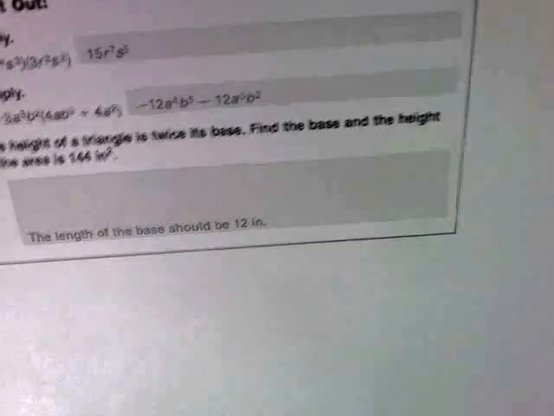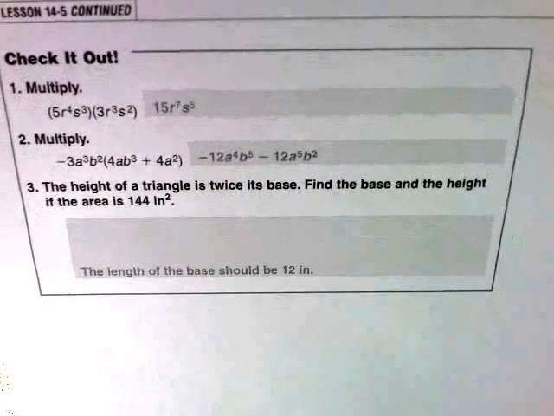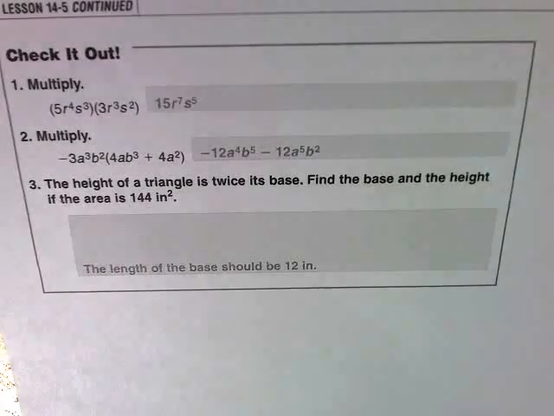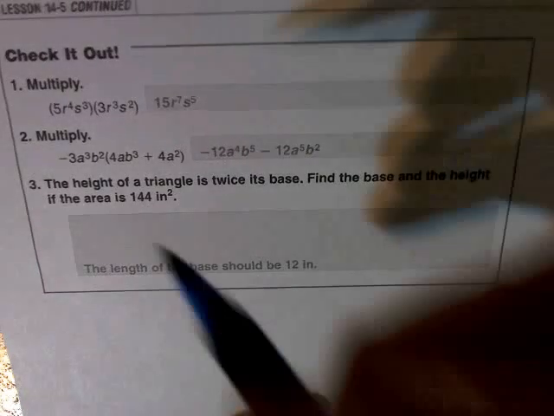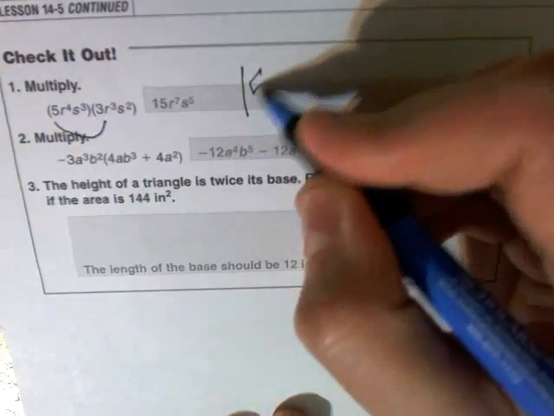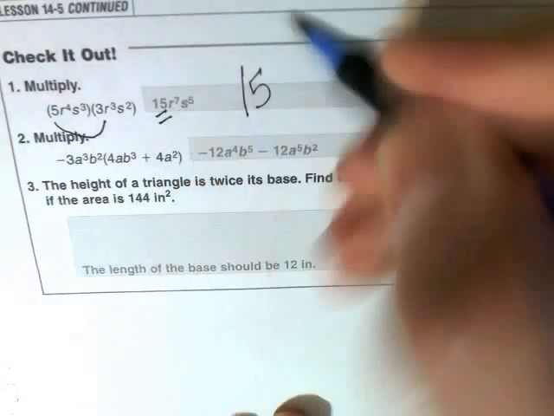All right, so let's go ahead and take a look at the check it out examples here. Number 1, we're multiplying together 5r to the 4th s cubed and 3r cubed s squared. So remember, we're going to combine our integer parts. 5 times 3 is going to go together to give me 15, which is what you see there in the answer.